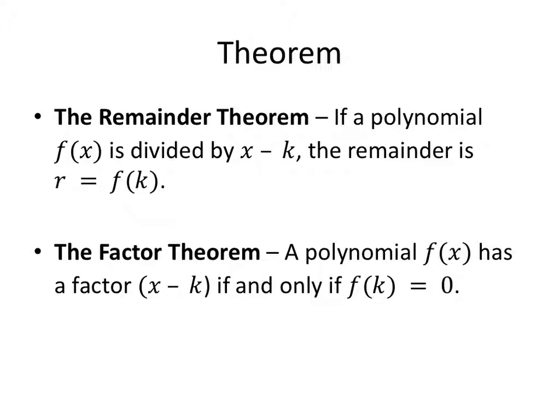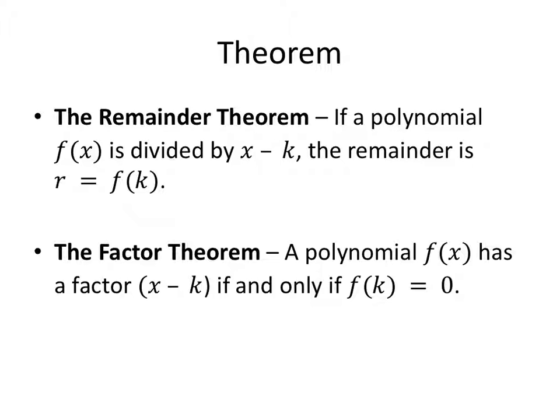All right, so all this division, why do we care? What's going on here? Let's look at a couple of theorems. First of all, the remainder theorem. If a polynomial f of x is divided by x minus k, the remainder is r equals f of k. The factor theorem is a corollary of the remainder theorem, and a corollary means it comes from the remainder theorem.